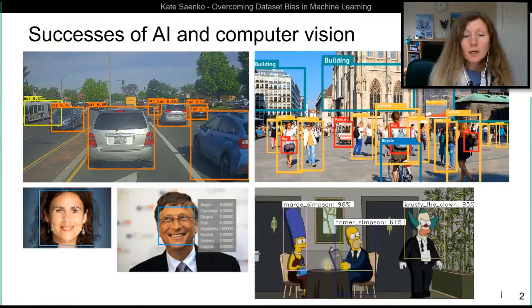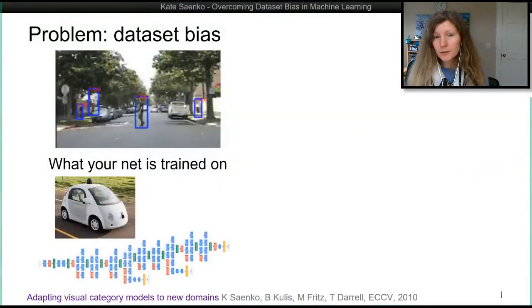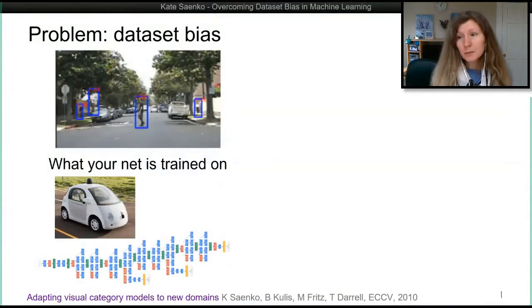However, we also have some problems with this technology, with computer vision, but it also applies to machine learning in general, which is the problem of data set bias. That's what I want to talk about today. So what do I mean by data set bias? Well, suppose that you're training a model to recognize pedestrians, and you collected a data set that looks something like this, and you train your neural network, and it seems to work really well on your held out test data from the same kind of data that you collected.